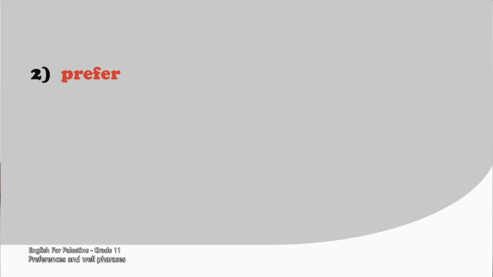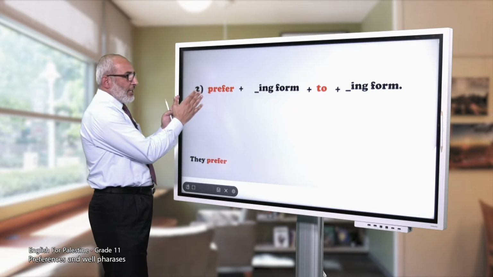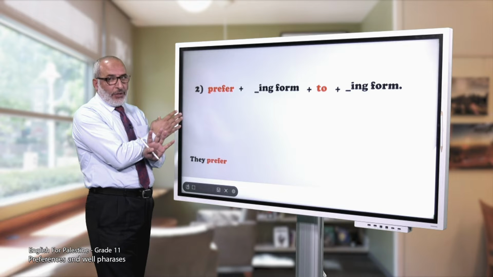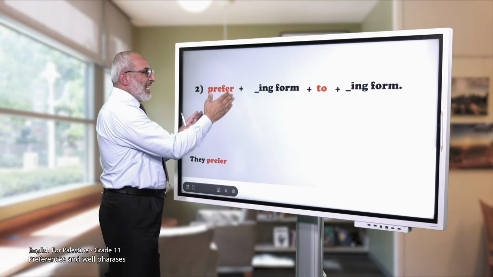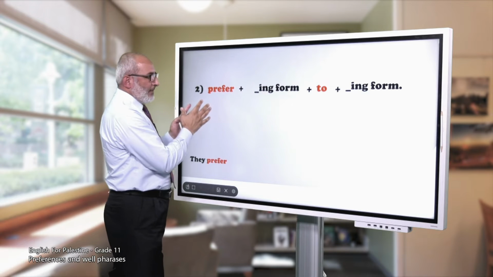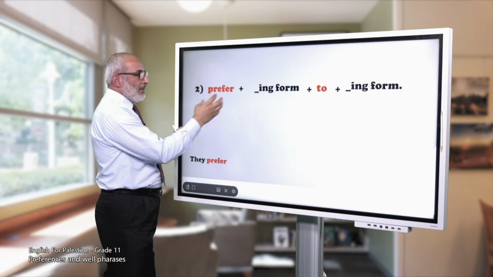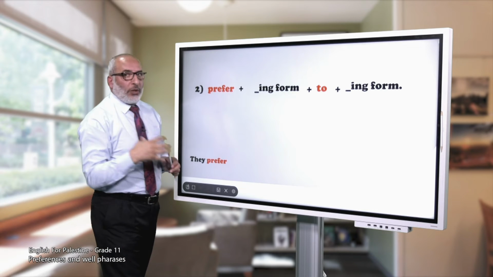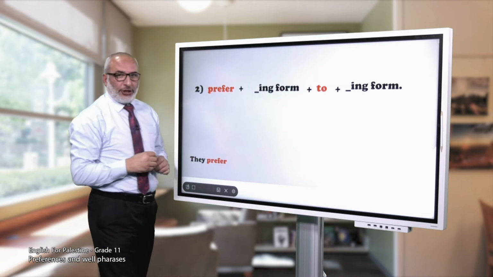Second structure, we use the verb prefer again, plus the ing form of the verb, plus to, plus the ing form of the verb. So what is the difference between this structure and structure number 1? In both, we use the verb prefer, but in the first one, we use noun after prefer, and then the preposition to, and then a noun. But here, we use prefer plus the ing form, or what we call gerund, or in Arabic masdar, plus the preposition to, plus the ing form.